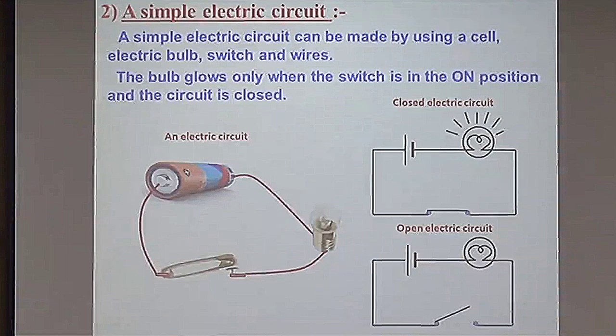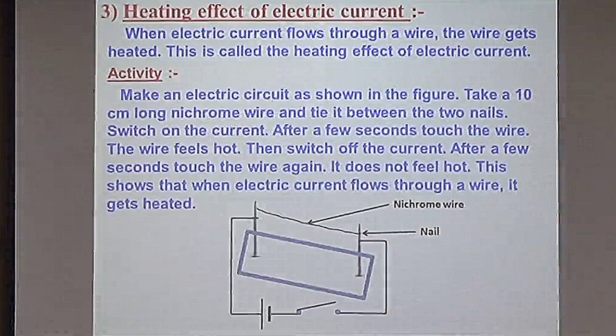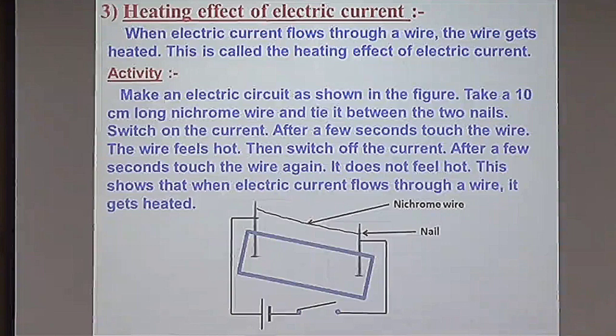Moving on, we have heating. Now there are 2 effects of electric current. We know that one is heating effect and another is magnetic effect. Now we will study what is the heating effect of electric current. When electric current flows through a wire, the wire gets heated. This is called heating effect of electric current.